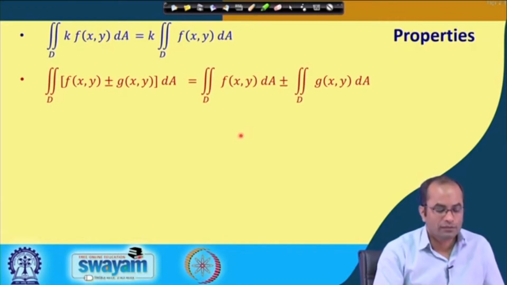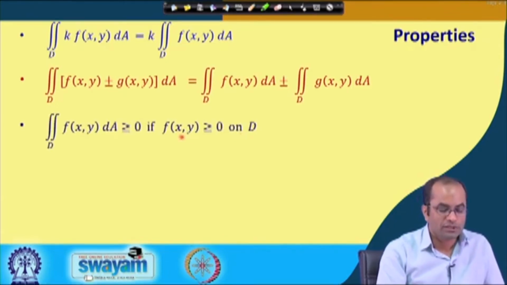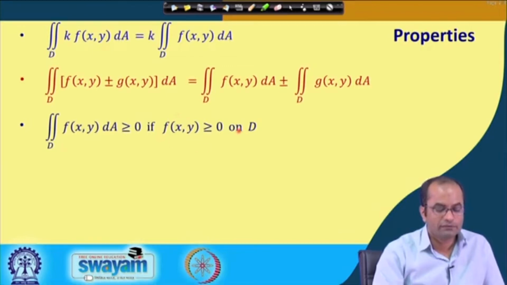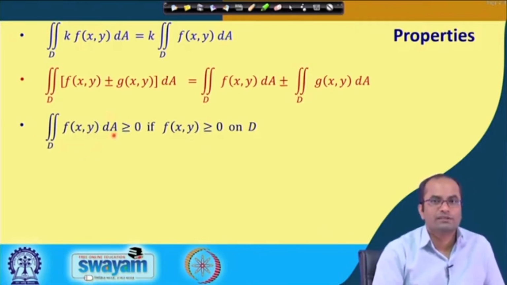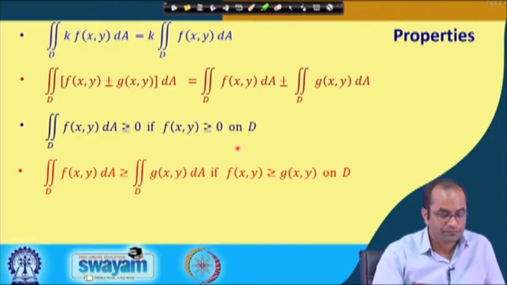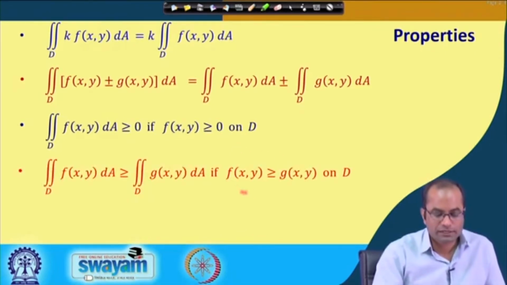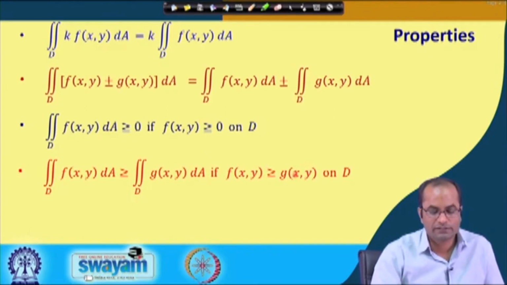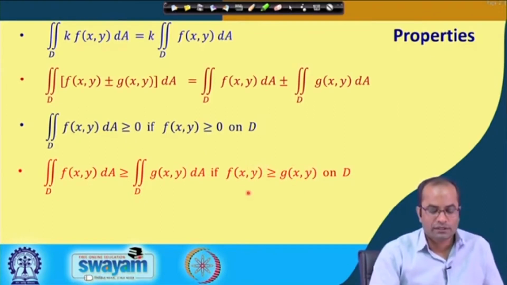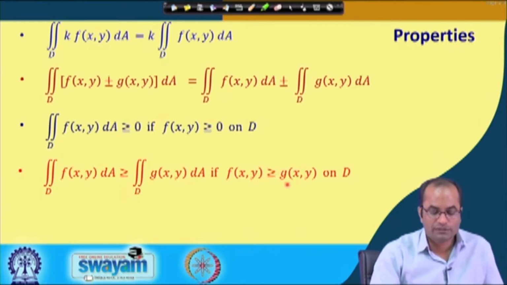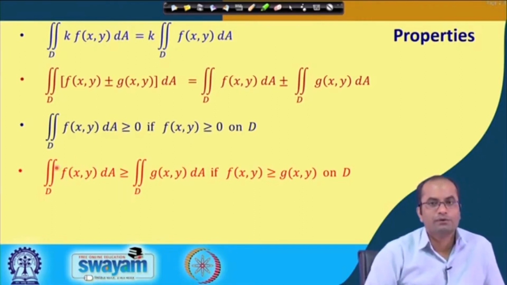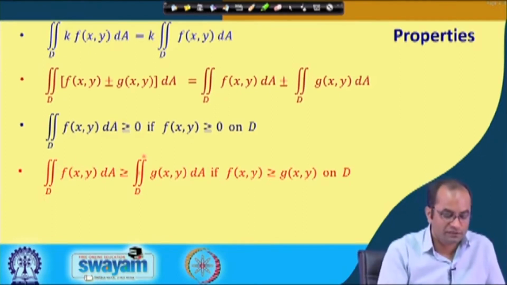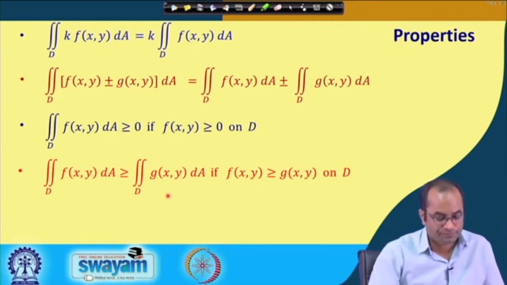So, another property of this double integral. If we take the function as non-negative on the domain D, and we are integrating it over D, then the value of this integral will also be greater than or equal to 0. Similarly, if we have two functions f(x,y) and g(x,y), where f takes larger values than g on the domain D, then the integral of f will also be greater than the integral of g.